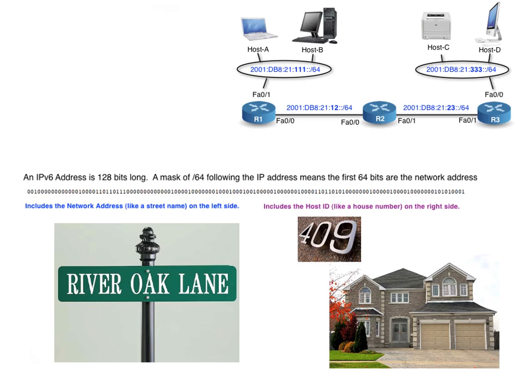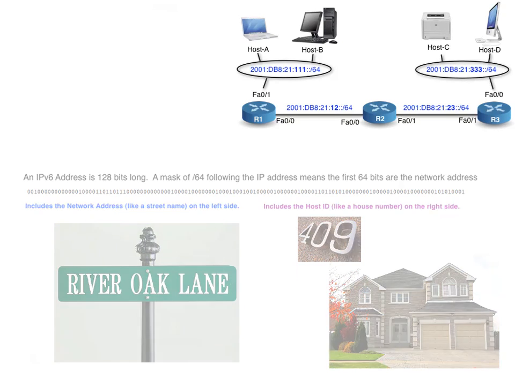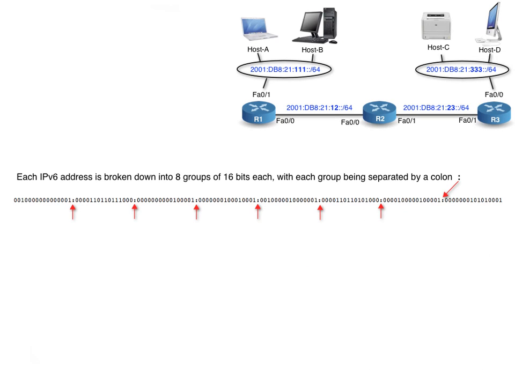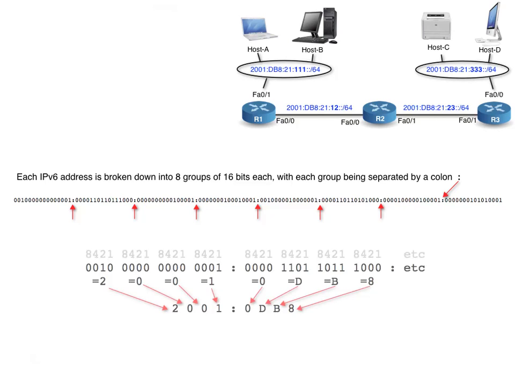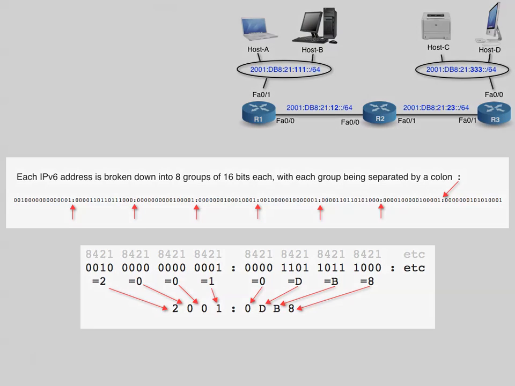This 128-bit address is chopped up into 8 groups of 16 bits each. Within those groups of 16 bits, we can convert them 4 bits at a time into hexadecimal by taking a look at those 4 bits and finding out what the value is in the 8s and the 4s and the 2 and the 1 position.